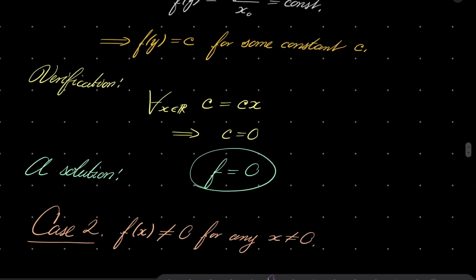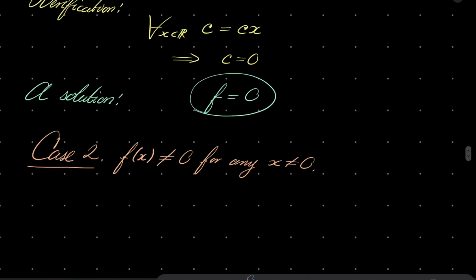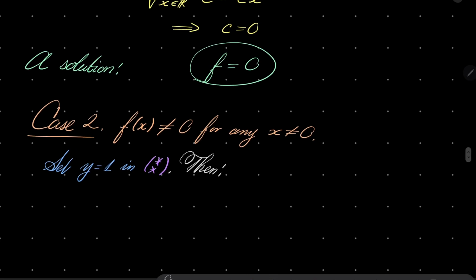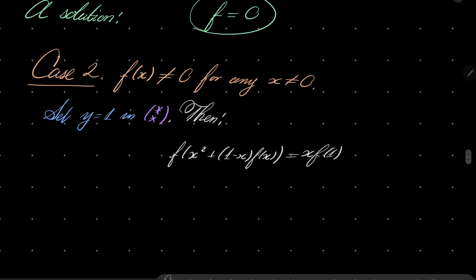We will consider once again our equation double asterisk, and I will set y to be 1 in our condition double asterisk. Then we see the following. We have f of x squared plus 1 minus x times f of x equals x times f of 1, and notice that f of 1 is not 0, so the function on the right hand side is surjective.